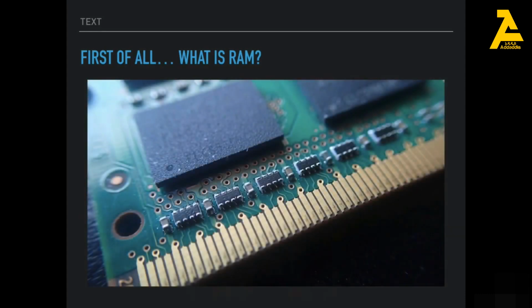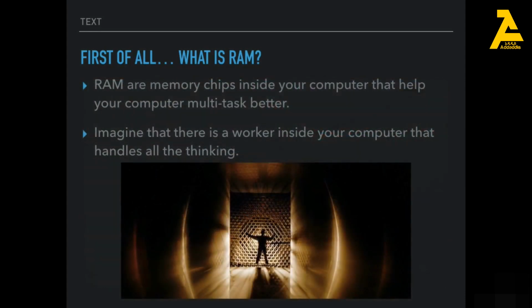What is RAM? RAM are memory chips that are inside your computer that help your computer to multitask better. And to explain this, I have a bit of an object lesson. Imagine that there is a worker inside your computer that handles all the thinking, all of the processes.